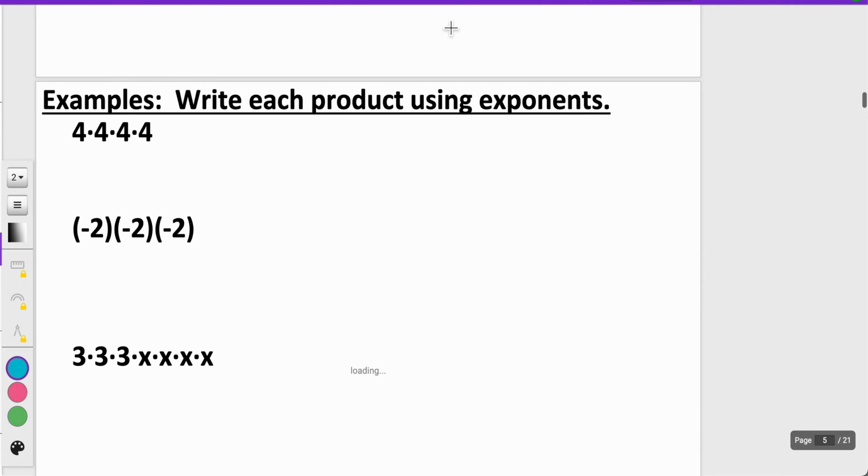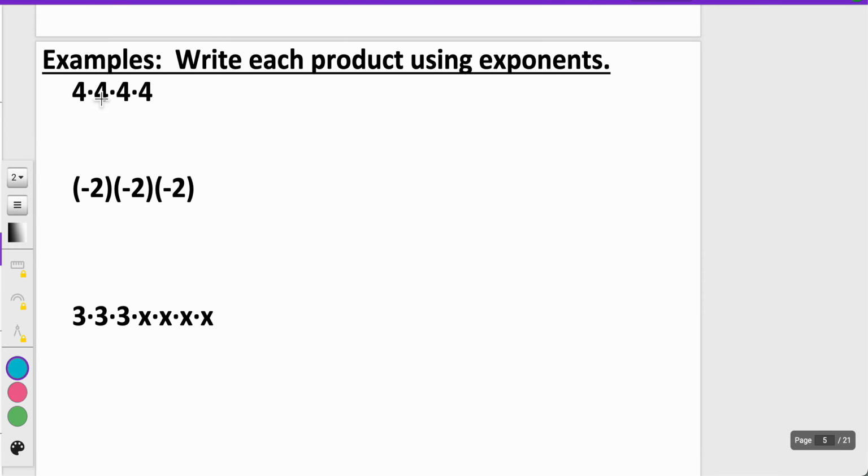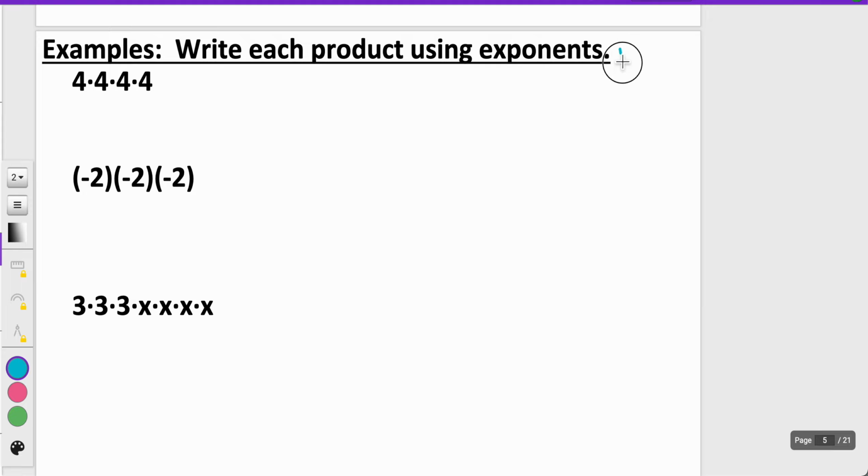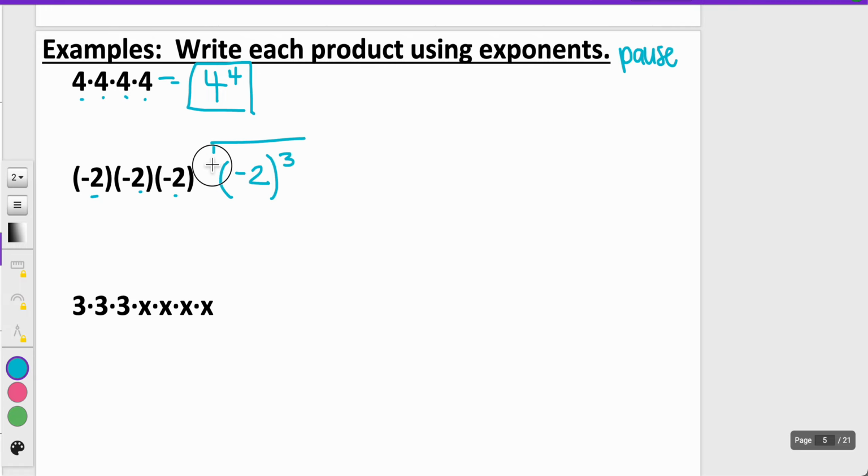So what we're going to do is write each product using exponents. The first one, if you want to pause these at any time and try them on your own, that'd be helpful. If not, we're going to get started right away. The first one I count 4 is my common factor, and that's represented 4 times. This would be 4 to the 4th power. The next one I have -2 in parentheses, and that's happening 3 times. So I want that -2 to be carried throughout. So I'm going to say -2 in parentheses and then to the 3rd power.